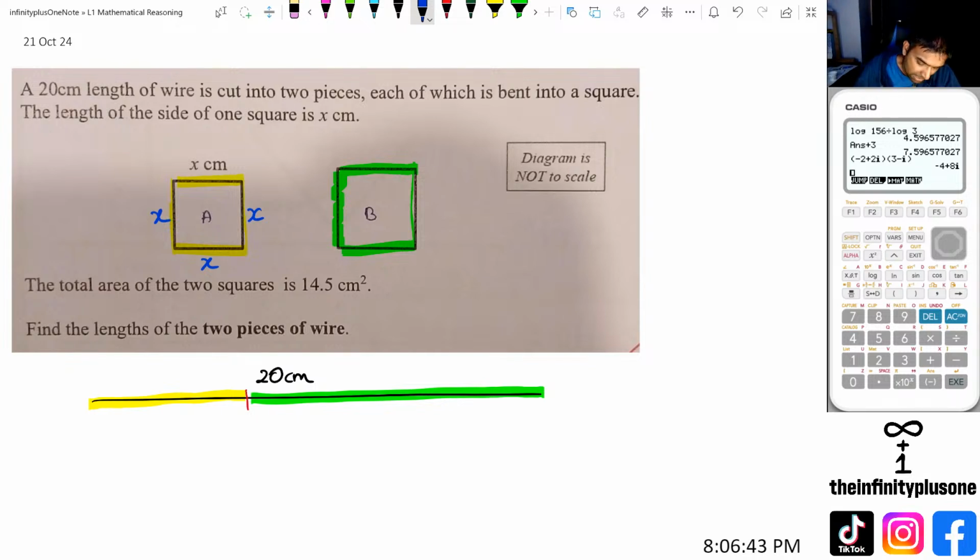So that means the yellow piece, we can write that as 4x. So this is what the yellow piece is actually worth.